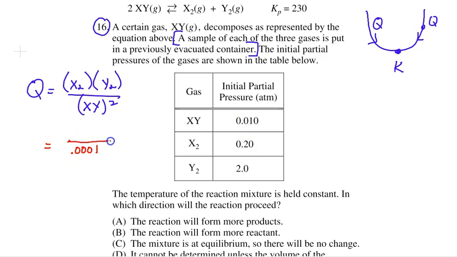And that's over what? Well, we're going to take the product of 0.2, X squared is 0.2 that goes here, times Y squared, 2. So 2 times 2 is 4, and we deal with the decimal because this has none, this has 1. It's 0.4. I think we can handle that. Now the question is, this is the value for Q. Is this bigger or smaller than 230?